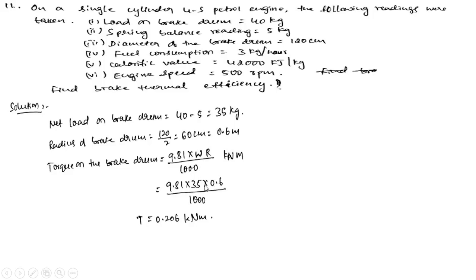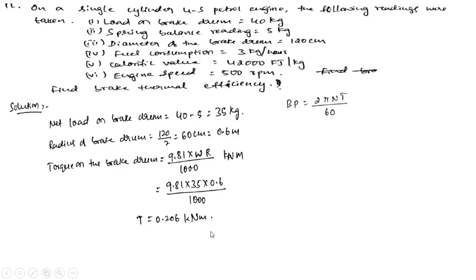So substitute the values here. This 1000 is to convert this into kilonewton. 9.81, and the weight, that is the net load on the brake drum, is 35. Radius is 0.6 divided by 1000. You will get torque as 0.206 kilonewton meter.